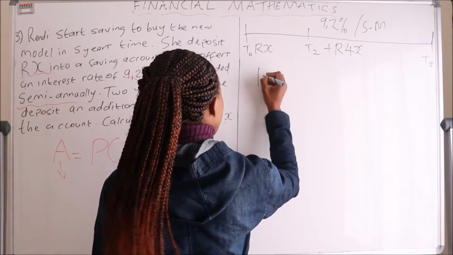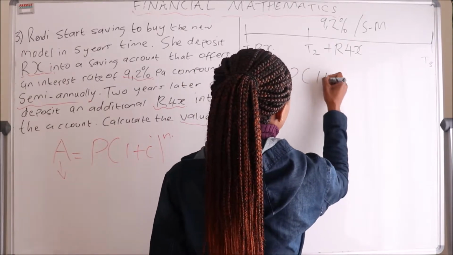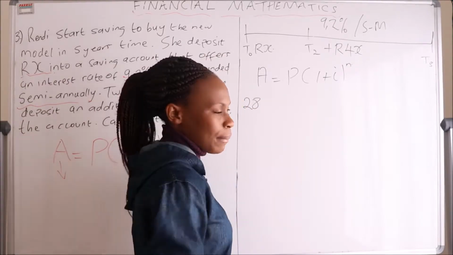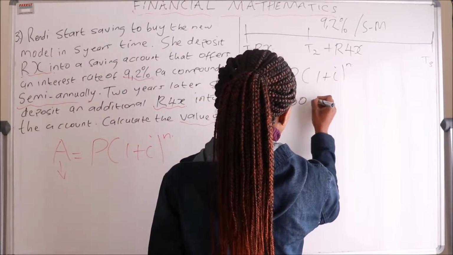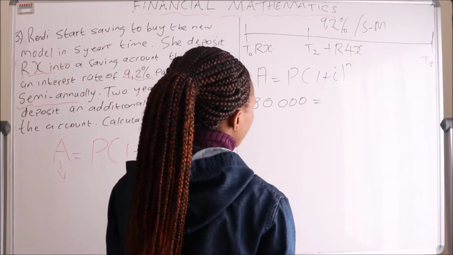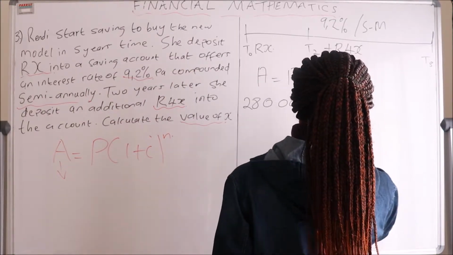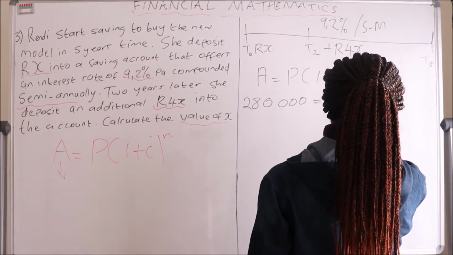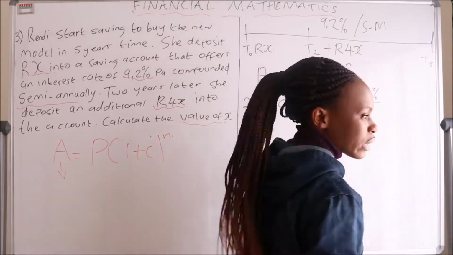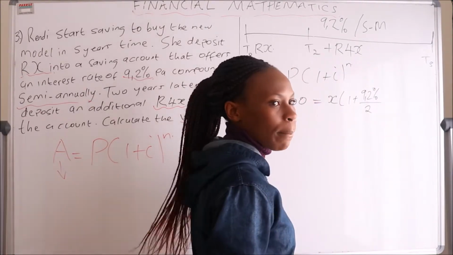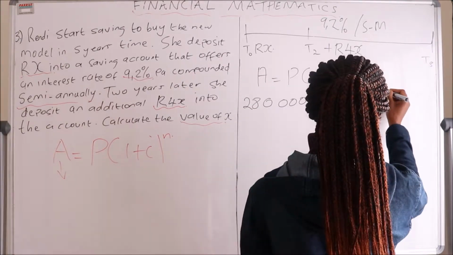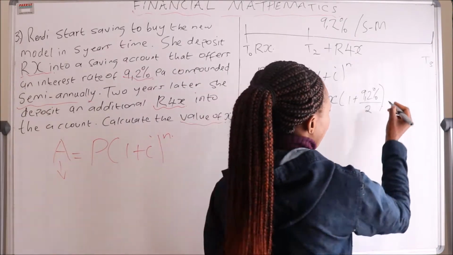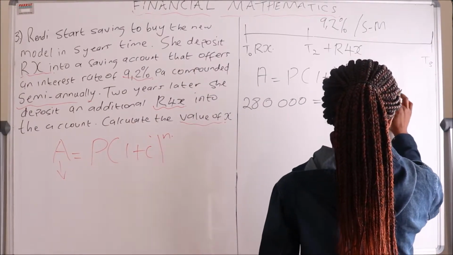So with the value of X, we have A equals P into 1 plus i to the exponent of n. Our value of A, which is the final amount, is 280,000. And that will be equal to P, which is what we don't know, it's our X. The first X is equal to P, and that will be 1 plus the interest rate of 9.2% compounded semi-annually. That means that it will be compounded 2 times in a year, so just divide by 2. And this X which was deposited was in the account for 5 years. So it will be 5 multiplied by 2, which will be 10.